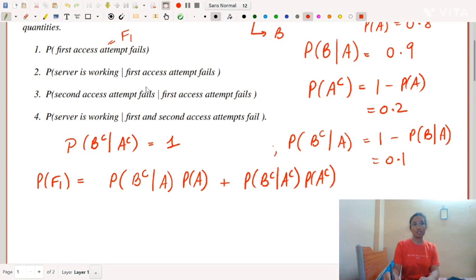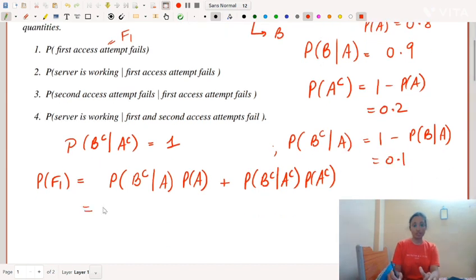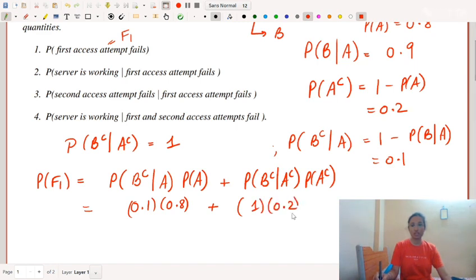First access attempt fails is equal to B complement, that our attempt has failed, where B is the access attempt being successful. So now just put in the values. B complement given A, when the server is working but our attempt fails, is 0.1. Probability of server working is 0.8, plus that is 1 times server not working, which is 0.2, so 0.08 plus 0.2, which is 0.28. This is our required probability for answer 1.